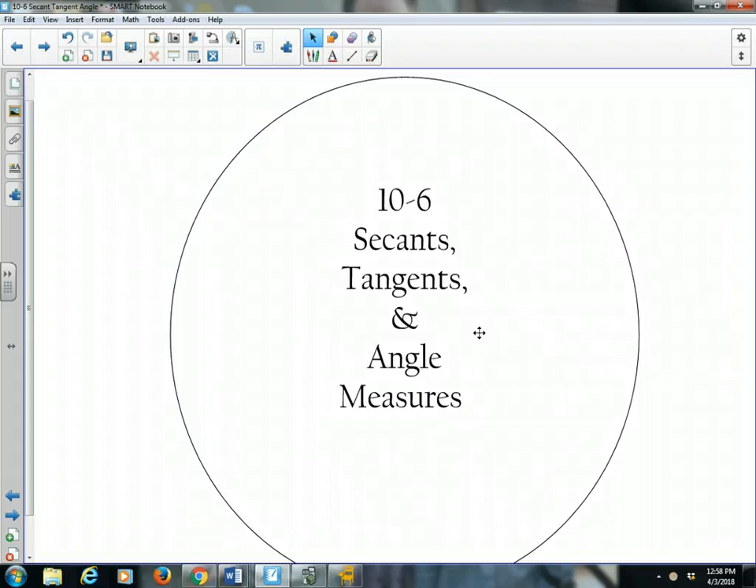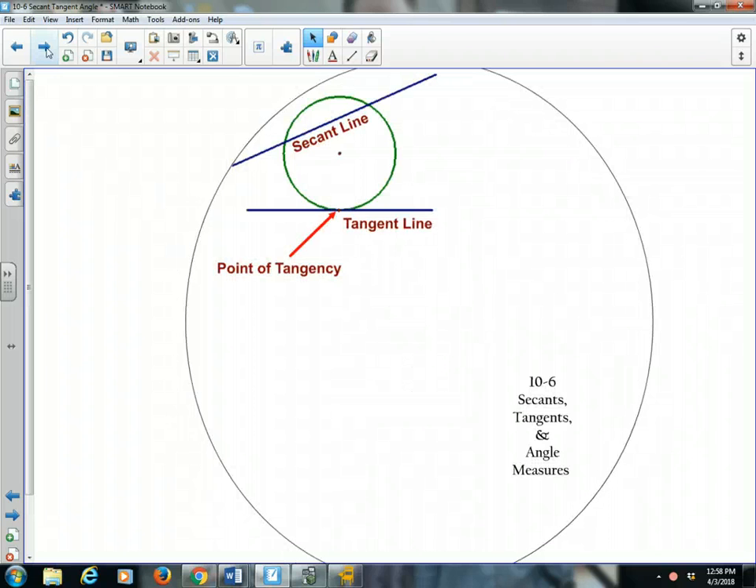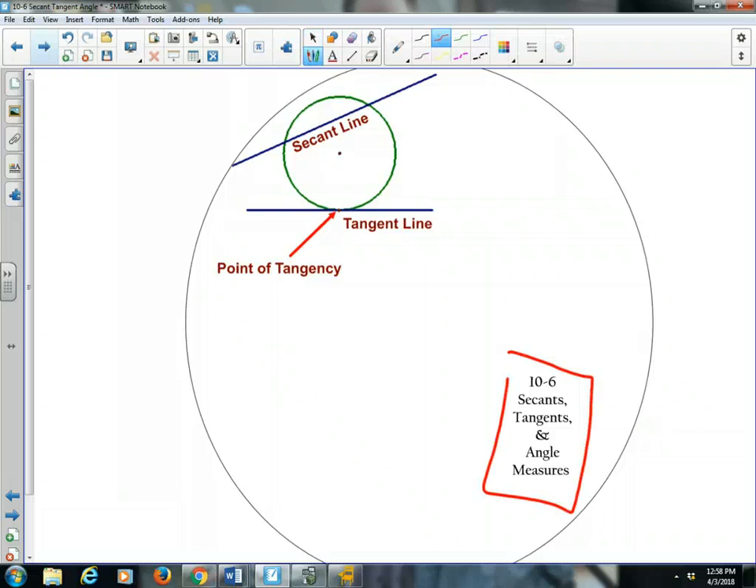This is going to be one lesson where we're going to use 2 pages of our circle book. So on the first page, here's the first part I want you to have written down. We'll title it right down here, 10-6, secants, tangents, and angle measures. And then in this top left-hand third or so, I want you to write down what a secant line is.